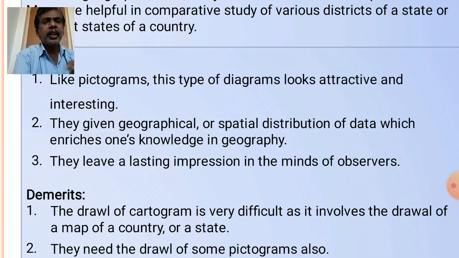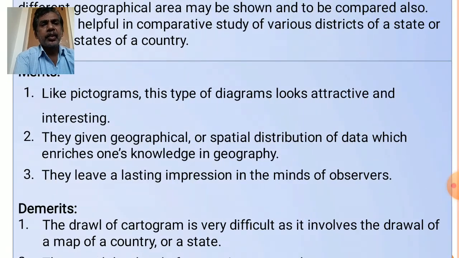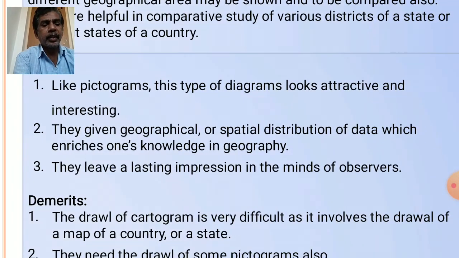They leave a lasting impression in the minds of the observers, and it always goes on reminding that particular person about the data. So these three are the merits or advantages of the cartogram.